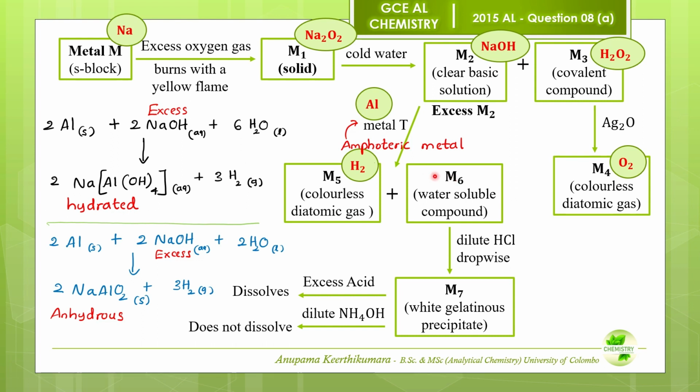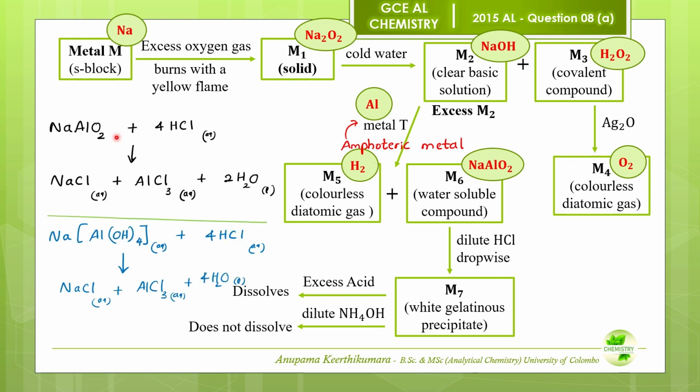Now we will consider M6. M6 is a water-soluble compound. Therefore, students, according to this question, we need to consider the anhydrous equation. It's the same equation. We can write the product as sodium aluminate. Sodium aluminate is the anhydrous version of this aqueous complex. Therefore, M6 is sodium aluminate. However, you need to remember the species actually produced in this solution is likely to contain this aqueous complex.